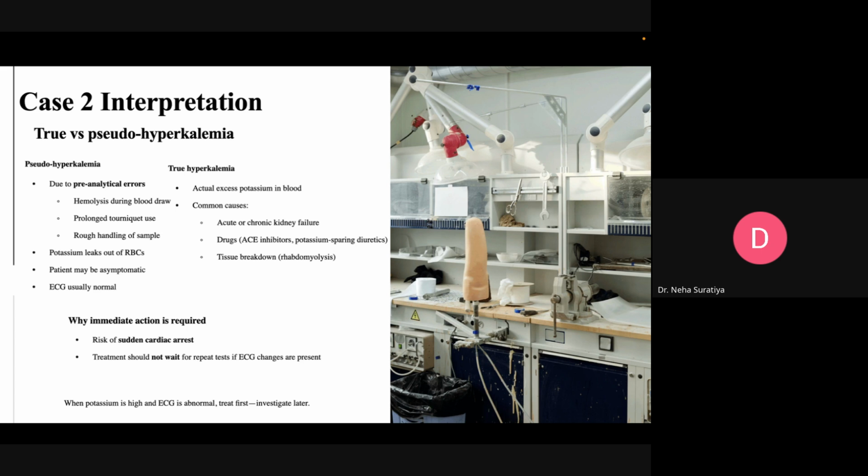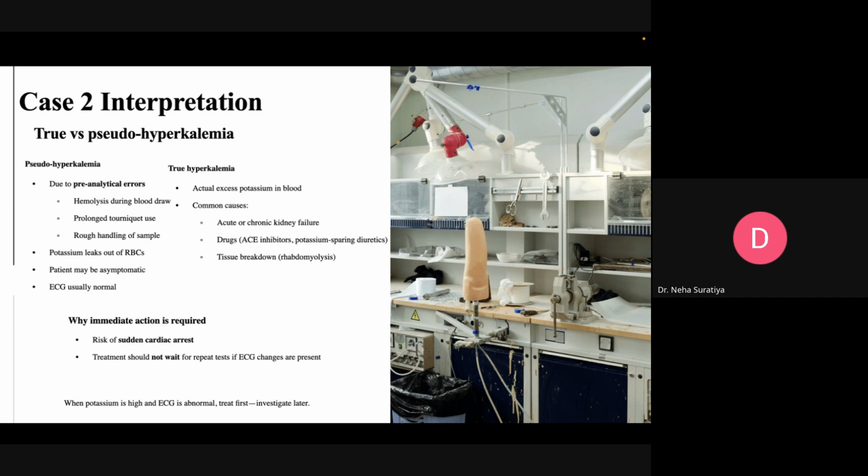While true hyperkalemia is actual excess potassium in the blood. Okay, and common causes are acute or chronic kidney failure, drugs. Okay, medicine itself is inducing this situation, tissue breakdown. Okay, rhabdomyolysis. These are the scenarios indicating true hyperkalemia. So we need to understand whether the case is true or pseudo hyperkalemia.